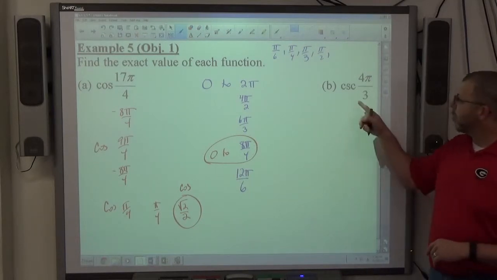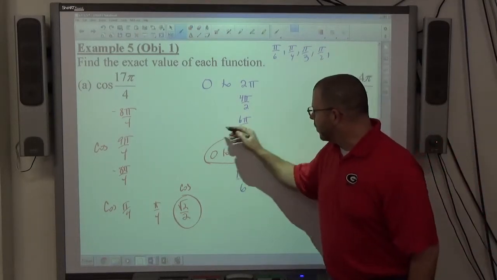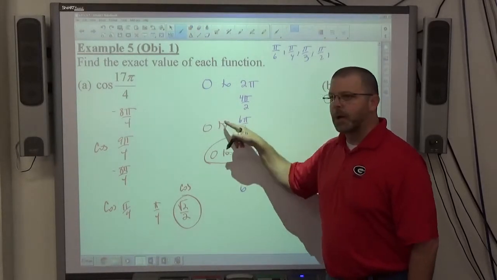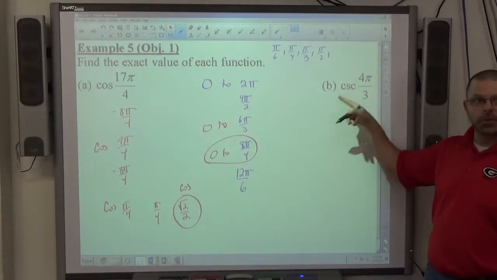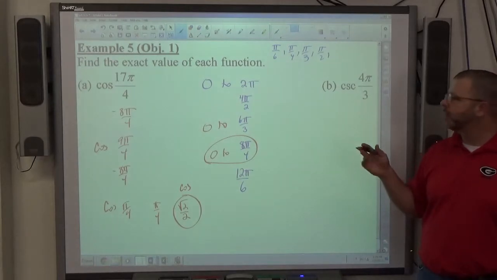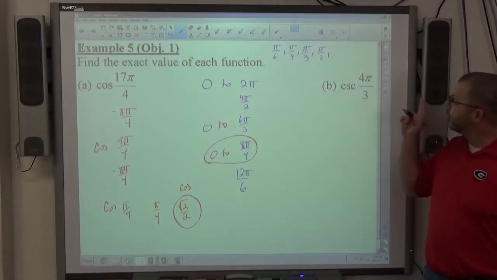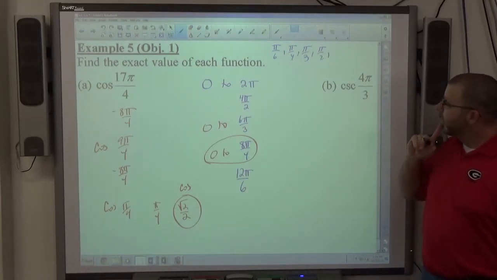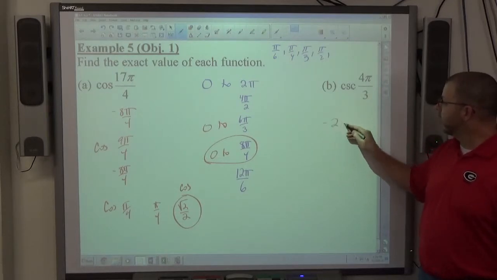Looking at cosecant of 4 pi over 3, again, in the pi over 3 area, we've got to go between 0 and 6 pi over 3. We can see very clearly 4 pi over 3 is between 0 and 6 pi over 3, right? So we're in good shape there. Cosecant would be negative 2 times the square root of 3 over 3.